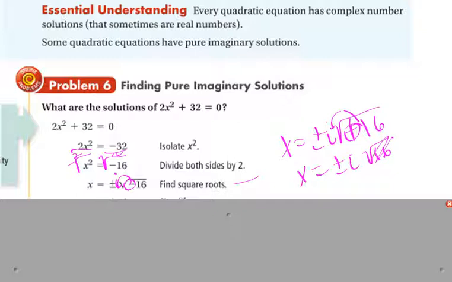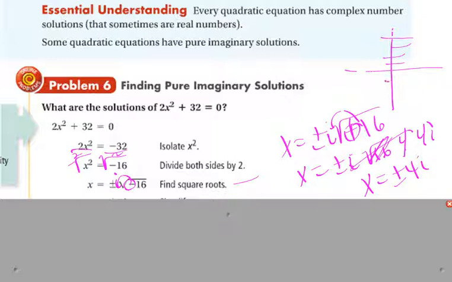Well, radical 16 is 4. So 4 times i is 4i. So you get x equal positive negative 4i. So it's a positive 4i and a negative 4i. So on that imaginary axis, it's there and there, 4i and negative 4i.